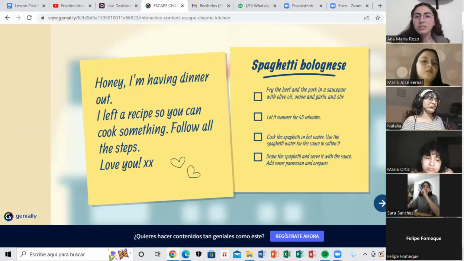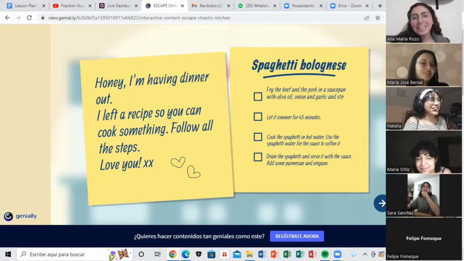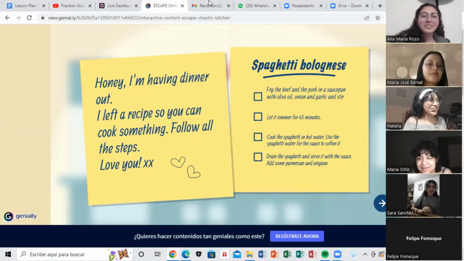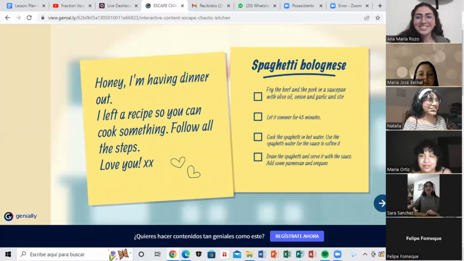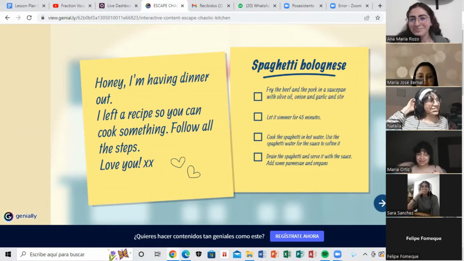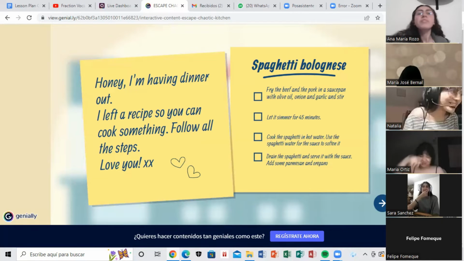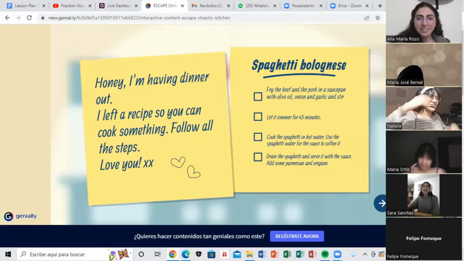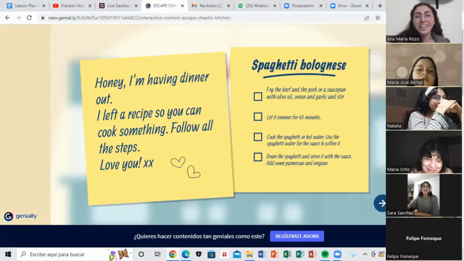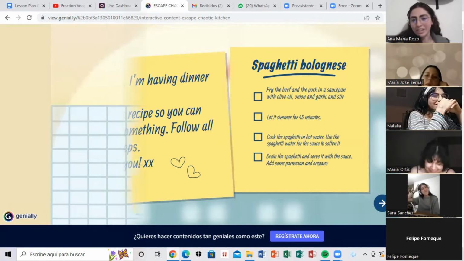Can you define it in English? I don't know how to explain it in English. Like when you have the spaghetti in the water, so you have to get it out of the water. Right. Good. That is draining the spaghetti.